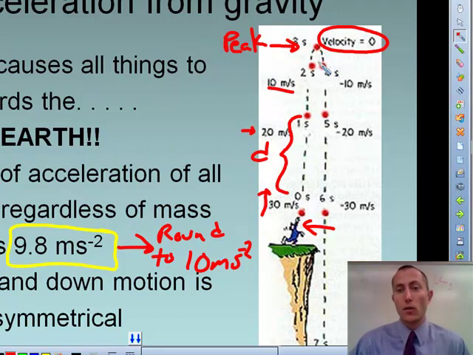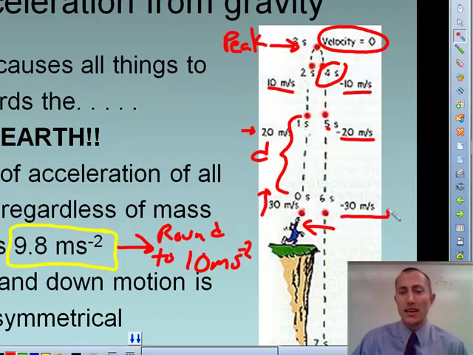And so after 1 second from the peak, which is 4 seconds in total, the object is going to be traveling negative 10 meters per second. Because velocity is a vector, that negative sign tells us it's moving in the opposite direction. So 2 seconds from the peak, or 5 seconds total, it's traveling negative 20 meters per second. And 6 seconds after the ball was thrown up, or 3 seconds after the peak, it's traveling with the same speed as when it was released, but in the opposite direction. So the magnitude of velocity is the same, but the direction has switched.